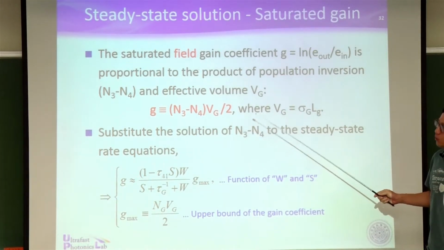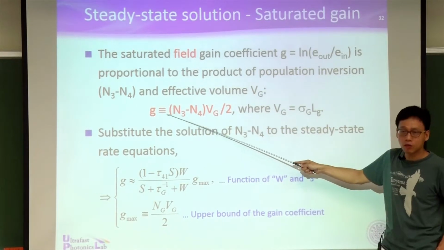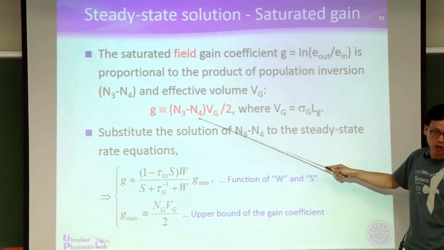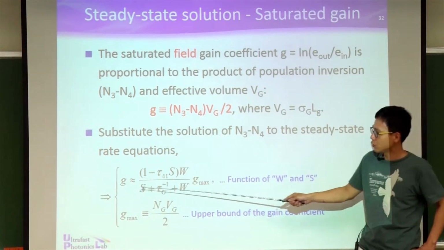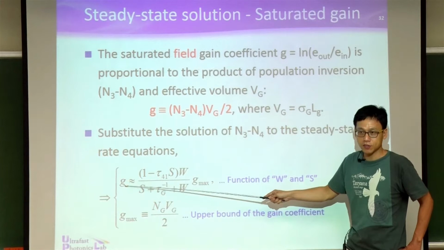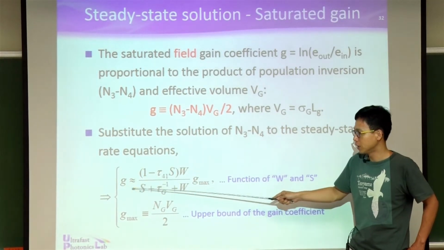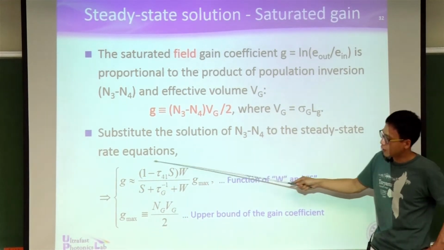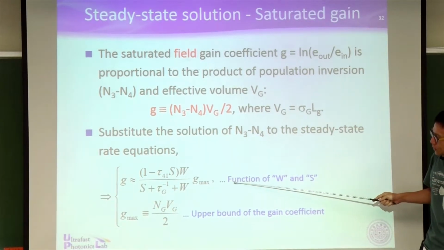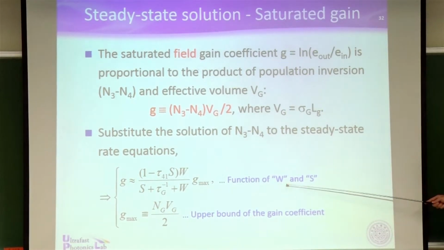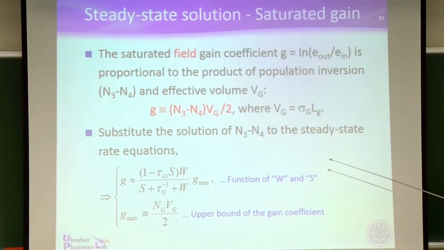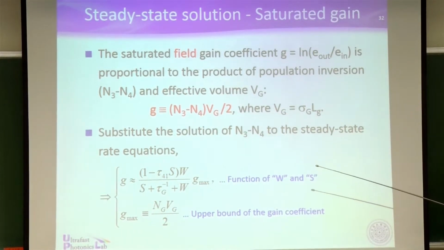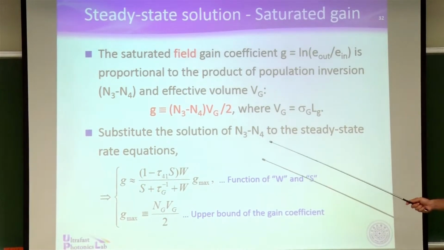You just borrow the formula in the previous slide. We have solved this one, right? N3 minus N4. Just copy it here. Then you got this result. The gain coefficient G, remember this is the field gain coefficient formula. It's governed by this one. And you can see the gain is a function of W and S. W is pump rate. S is the stimulated emission rate. And the stimulated emission rate is certainly related to light intensity, according to the definition.